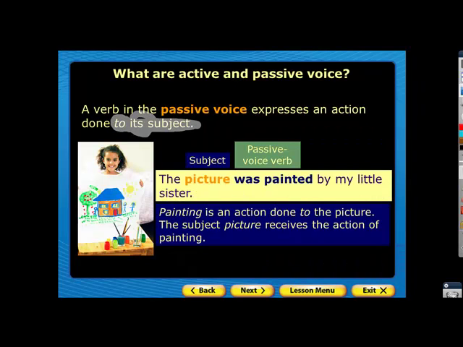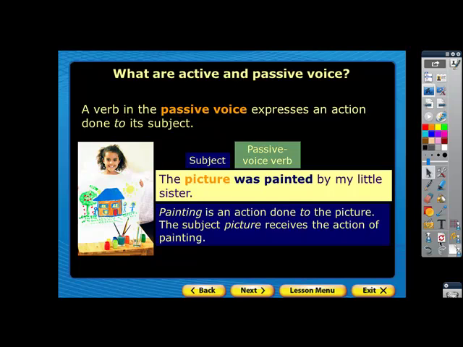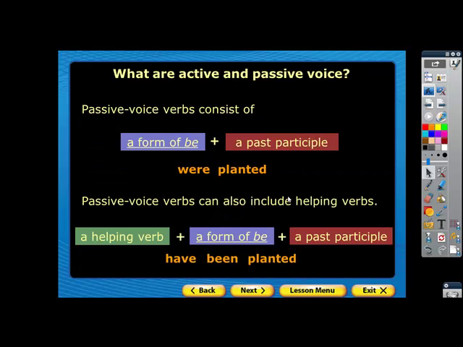Now what about the passive voice? Here I focus on the action done to its subject, the receiver of the action. Like here, the picture was painted by my little sister. Here I focus on the subject, the picture, the receiver of the action. Okay?